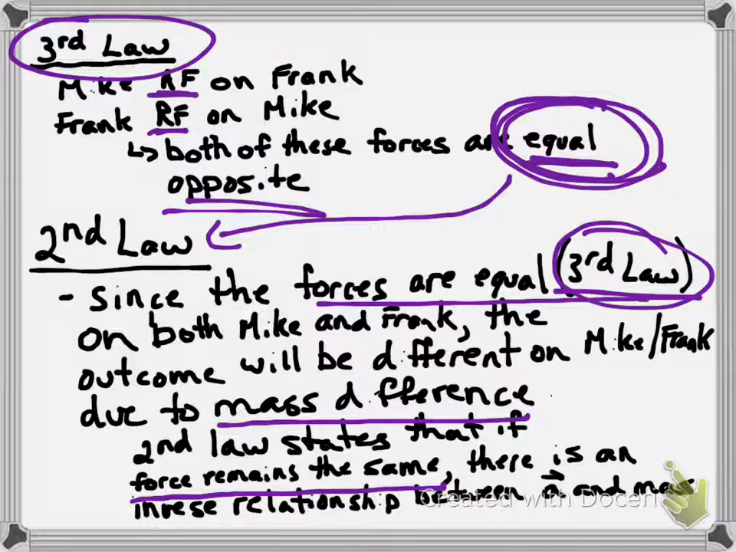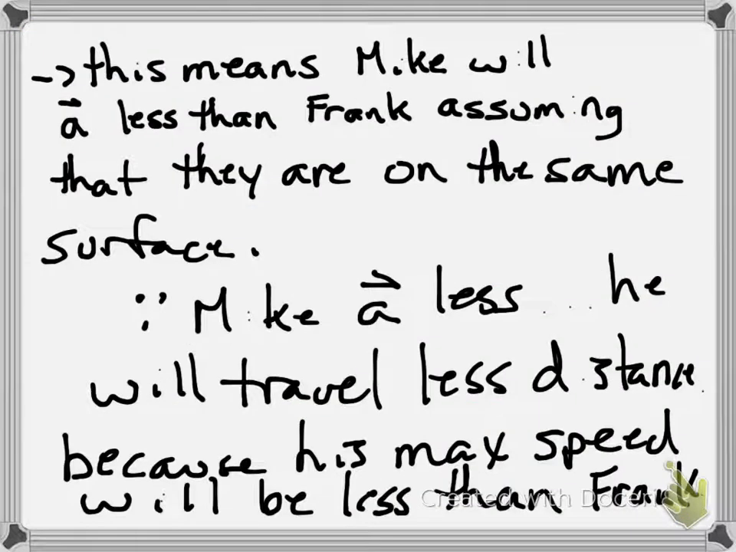We can state that that stays the same because of the third law, then there is an inverse relationship between acceleration and mass. That allows us then to state what that outcome is going to be. This means that Mike will accelerate less than Frank, given that they're on the same surface, because of that mass difference. And because they are accelerating less, then there is less distance covered between the two.